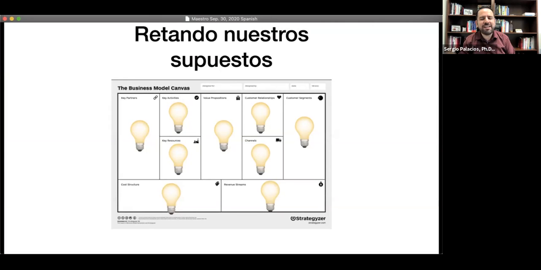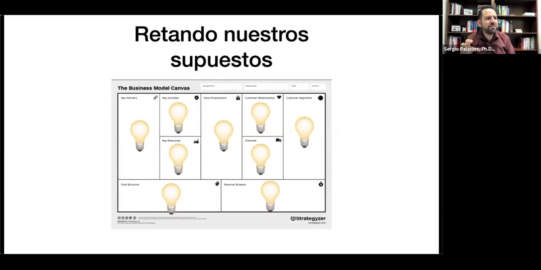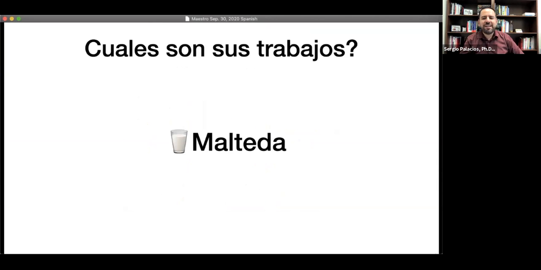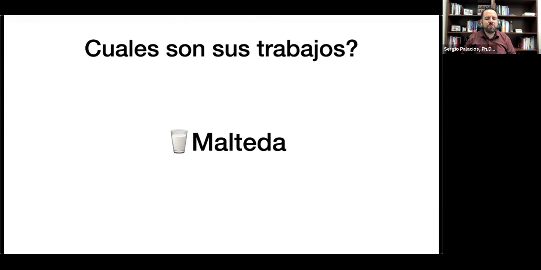Entonces, todas estas ideas, póngales un signo de interrogación. Aunque ya tengan un negocio establecido, si quieren crear fit, verdaderamente encontrar entre sus propuestas de valor y su segmento, tienen que pensar en que no sabemos, tenemos que aprender más de los consumidores. Otra cosa importante aquí es entender cuáles son los trabajos que tienen sus clientes, sus consumidores.